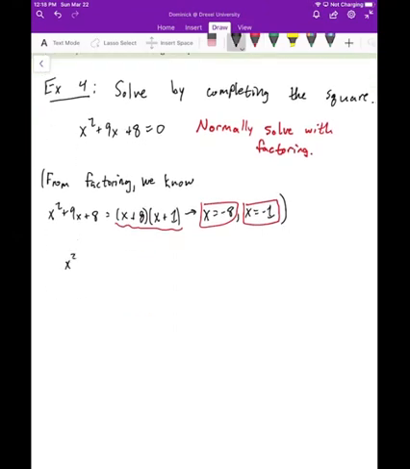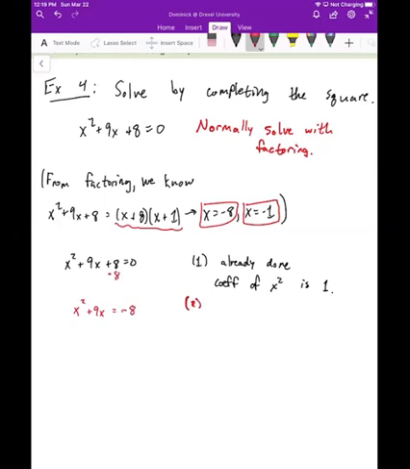So let me just rewrite this down here. We have x squared plus 9x plus 8 equals 0. Now here, notice that step 1 is already done, because the coefficient of x squared is 1. So we don't need to do anything there. Now step 2 is we want to write this as x squared plus 9x, and we want to move that constant to the other side. We want to subtract 8 from both sides, so that we get x squared plus 9x is equal to -8.